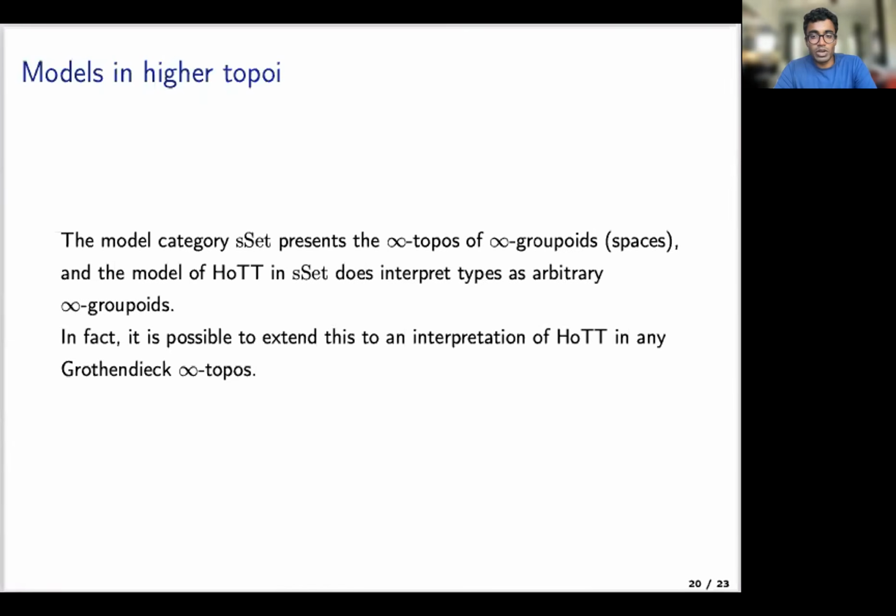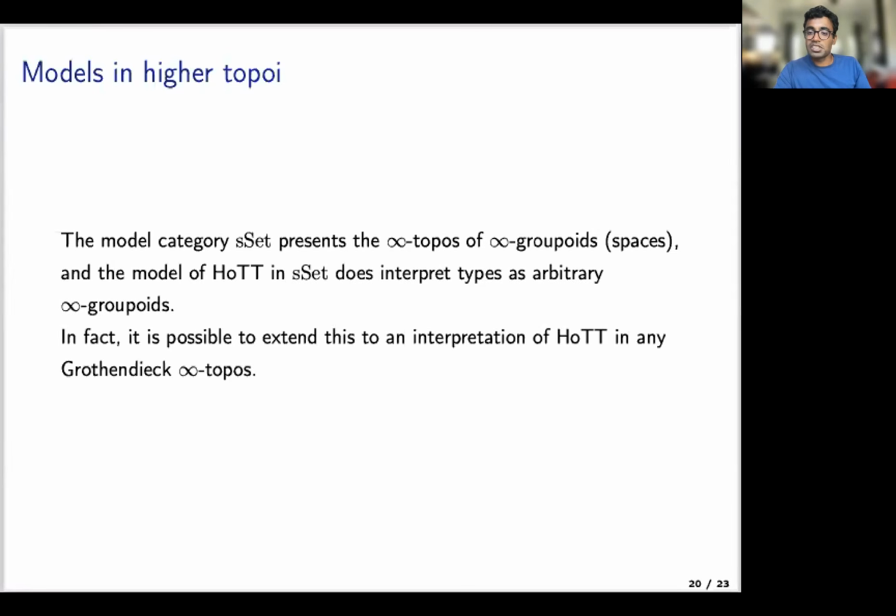So in fact, when doing homotopy type theory, there is an interpretation of everything that we're doing in spaces, in arbitrary infinity groupoids. So anything that you prove in HoTT is true for spaces. However, there are more infinity toposes than spaces. And in fact, infinity toposes that behave quite differently to spaces.